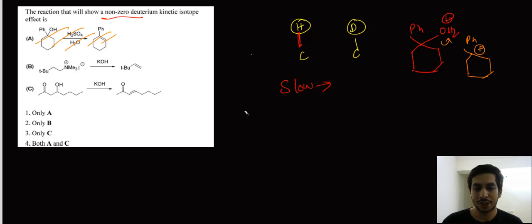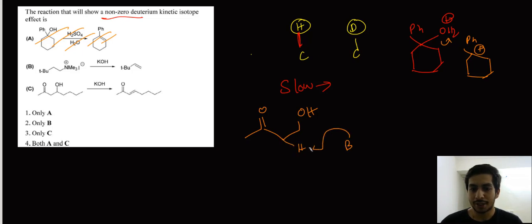Option 3 is basically an E1cB mechanism, where you are adding a base and you have a stabilizing group present. So when you add the base, it will abstract this proton. But you have to remember this. Now you might be thinking that the base is abstracting the proton, so this is the rate determining step. But in the E1cB mechanism, the abstraction of the proton is not the rate determining step.